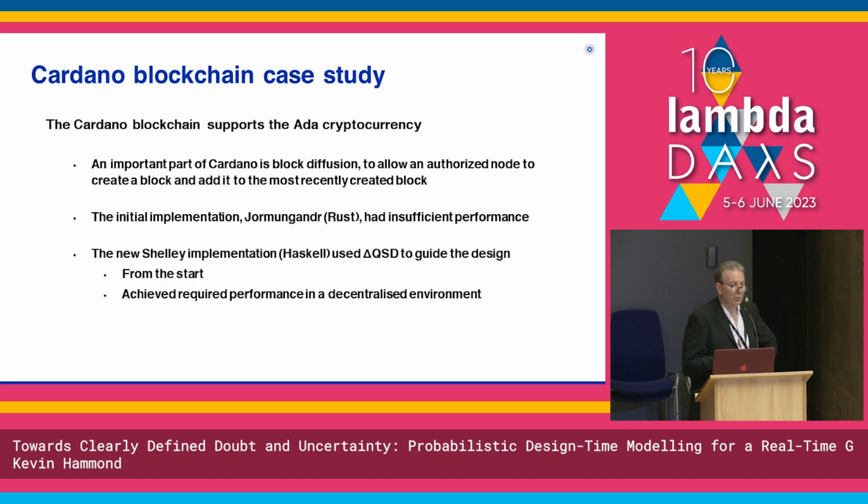So what are we trying to do? Well, the blockchain supports the ADA cryptocurrency, one of the top 10 cryptocurrencies worldwide. One of the most important things we have to do is to deal with block diffusion, allowing an authorized node to create a block and add it to the most recently created block. So basically create the chain itself in a timely fashion.